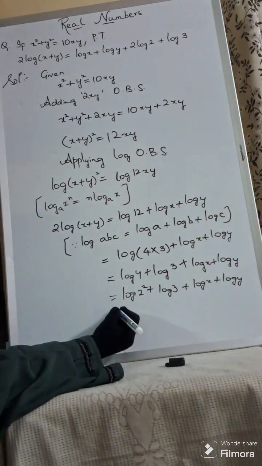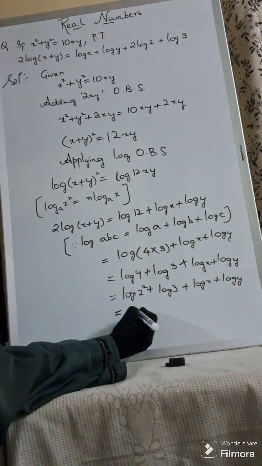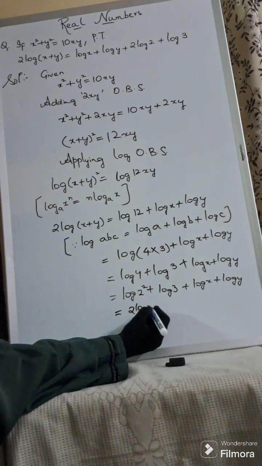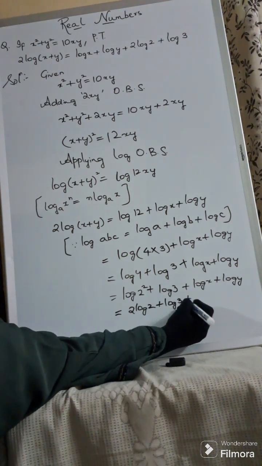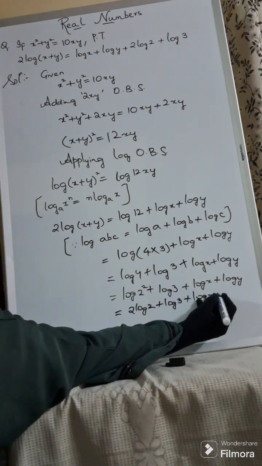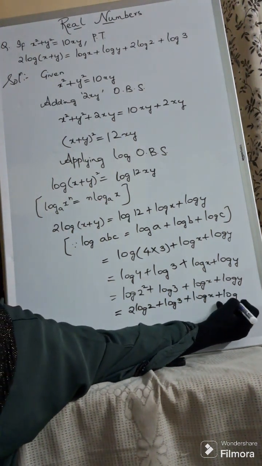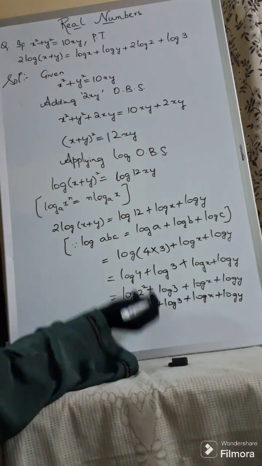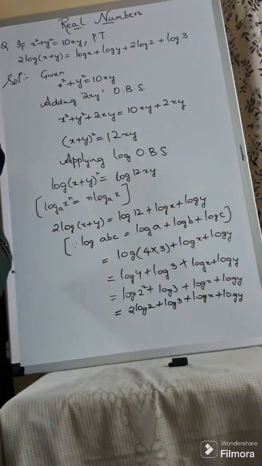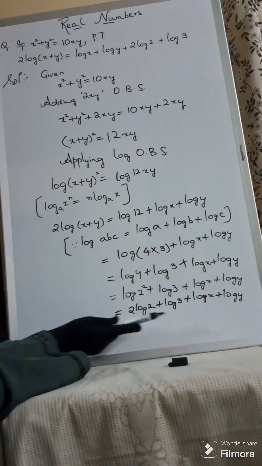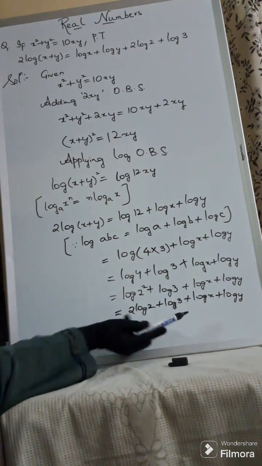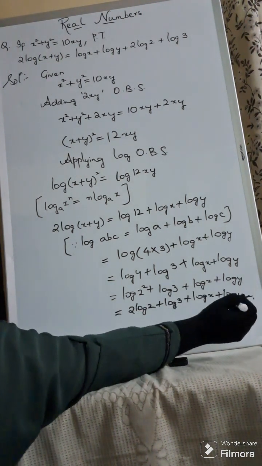The final step: this can be written as 2 log 2 plus log 3 plus log x plus log y. What we have to prove, as you see at the starting, is 2 log (x plus y) is equal to log x plus log y plus 2 log 2 plus log 3. So by this we solve this question.